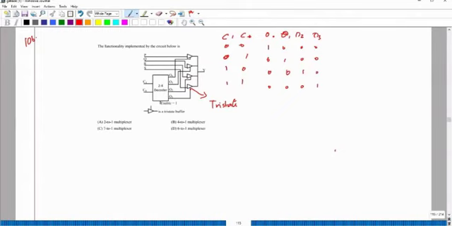So what is the actual output of the decoder? If C0 is your input and you have 4 outputs, right? It's O0, O1, O2, O3. Okay, if it is 00, I will get O0 as 1, 01, O1 is 1, and 10, O2 is 1, 11, O3 is 1. Okay, so this is the output of a 2:4 decoder.